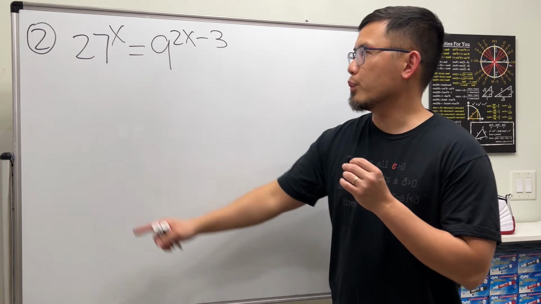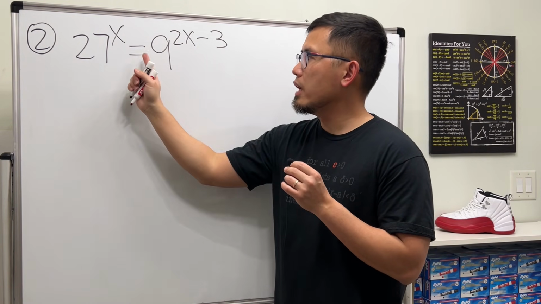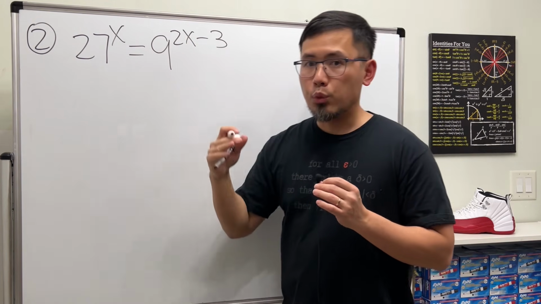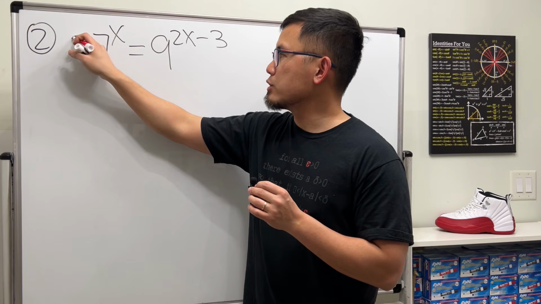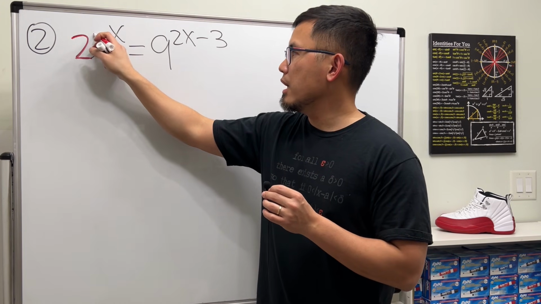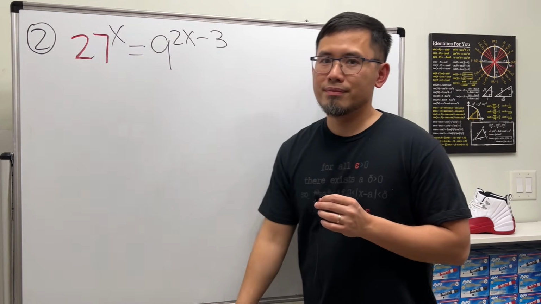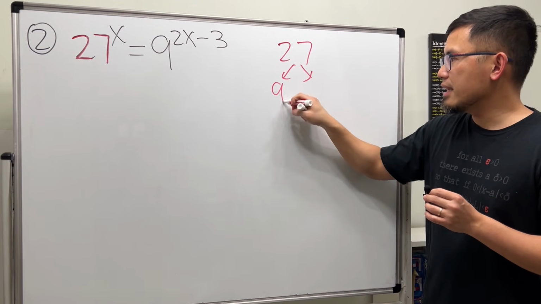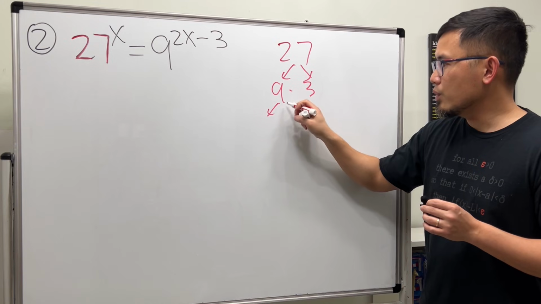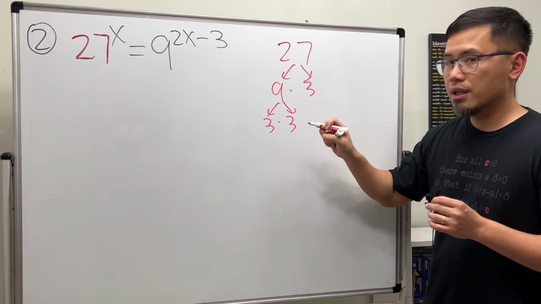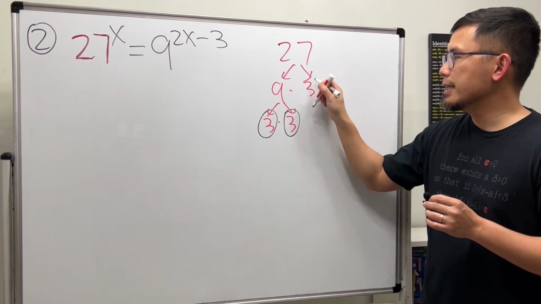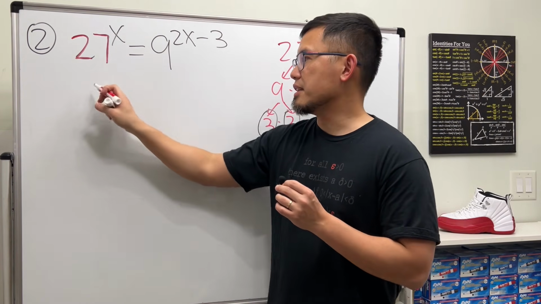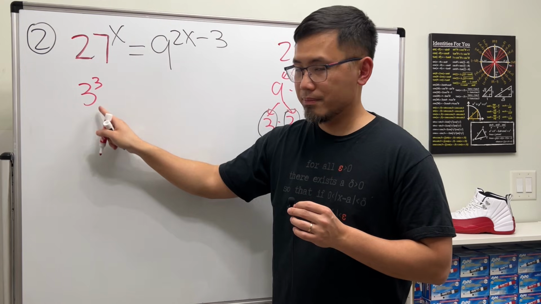Now, for the second one, we have 27 to the x power equals 9 to the 2x minus 3. Just like what we did earlier, let's take a look at the base right here. We have 27. And can we break down 27? Yes. 27 is the same as 9 times 3. And for the 9, we can write that as 3 times 3. So we have 1, 2, 3. 3 is multiplying. In other words, 27 is the same as 3 to the 3rd power.